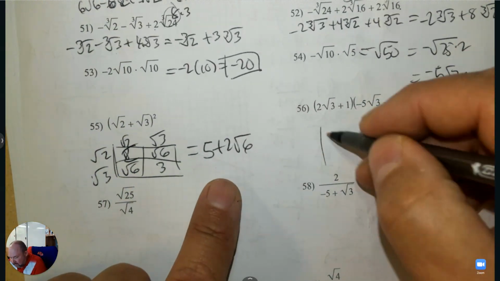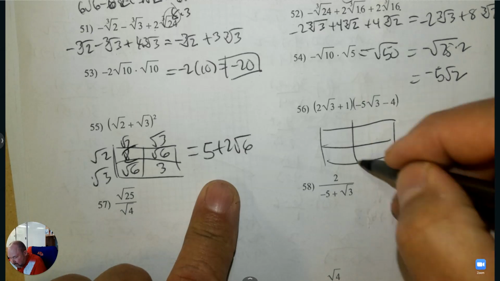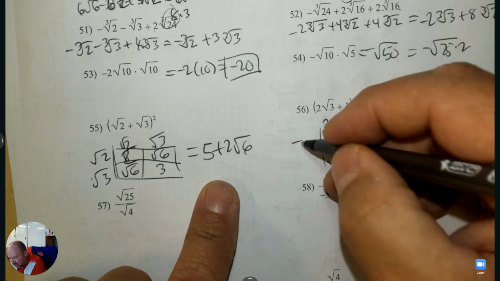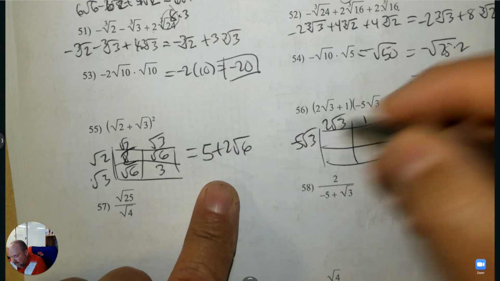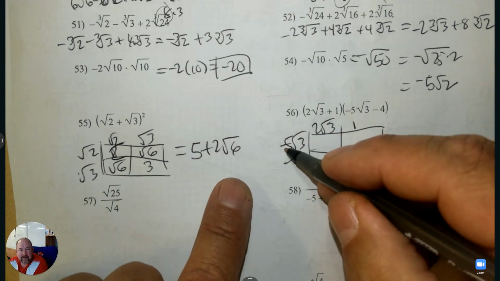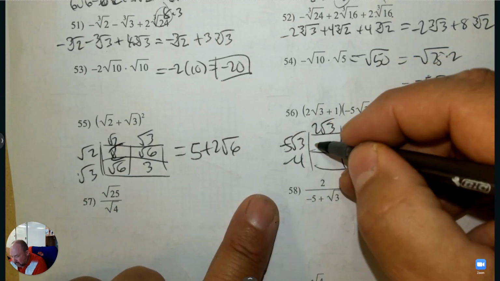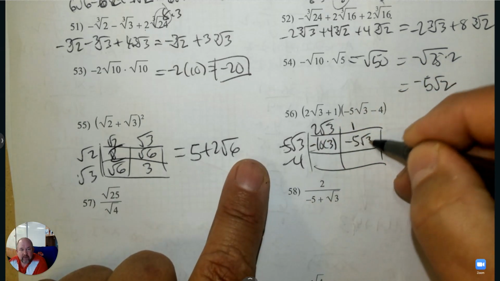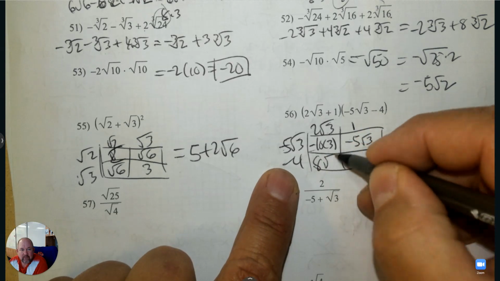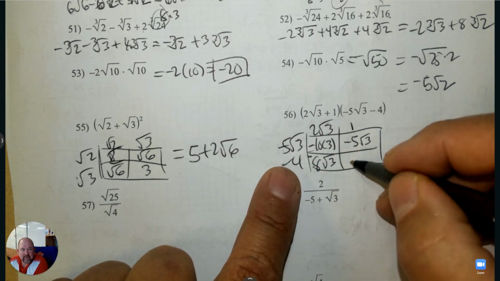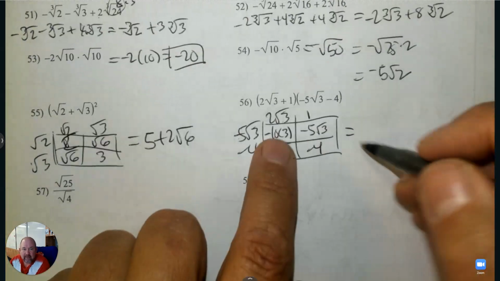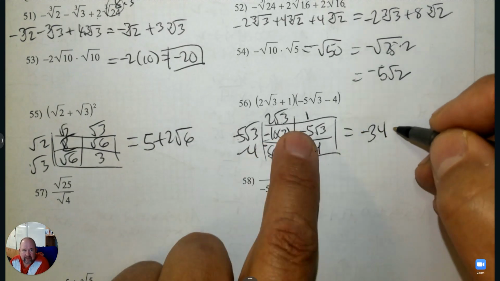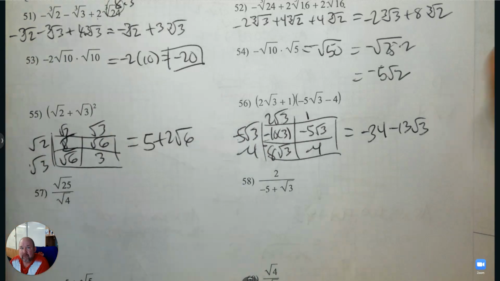Again, I'm going to have to FOIL. So I have 2 root 3 times 1 and negative 5 root 3 and negative 4. And I'm going to multiply it out. That's negative 10 times 3. This is negative 5 root 3. This is negative 8 root 3. And that's negative 4. So that's negative 30 and negative 4 and negative 8 and negative 5. And you have your answer.